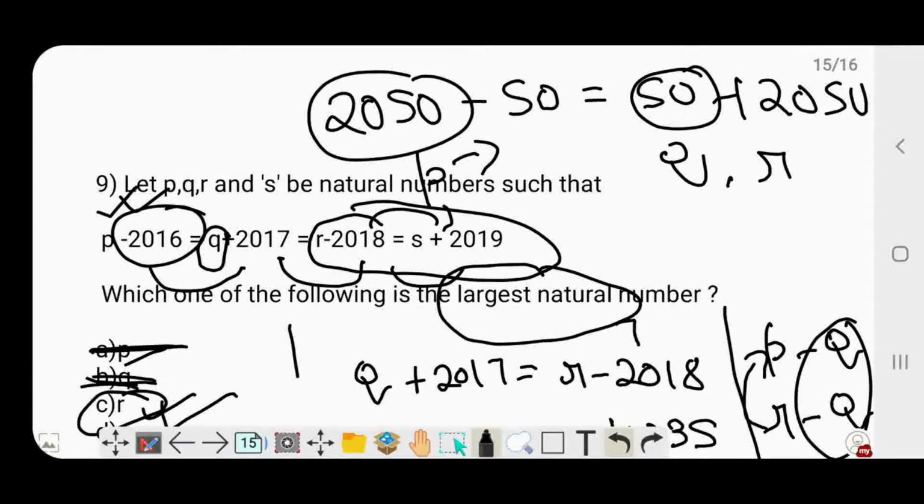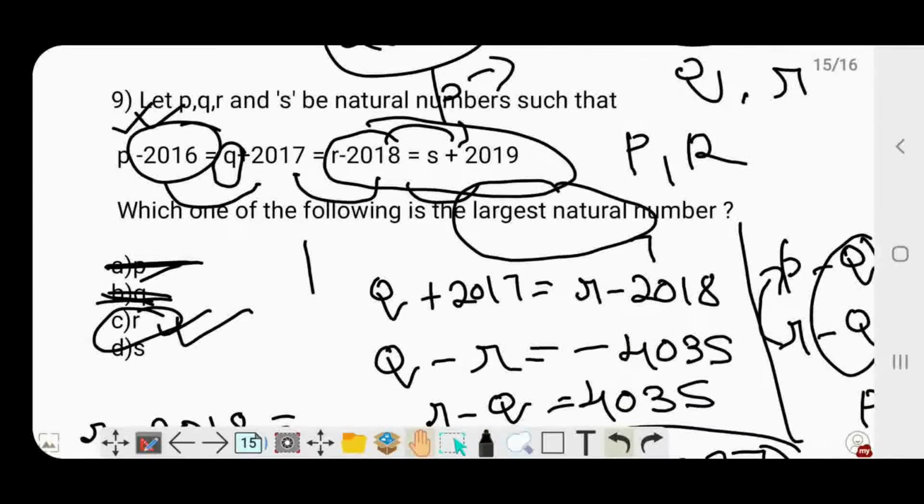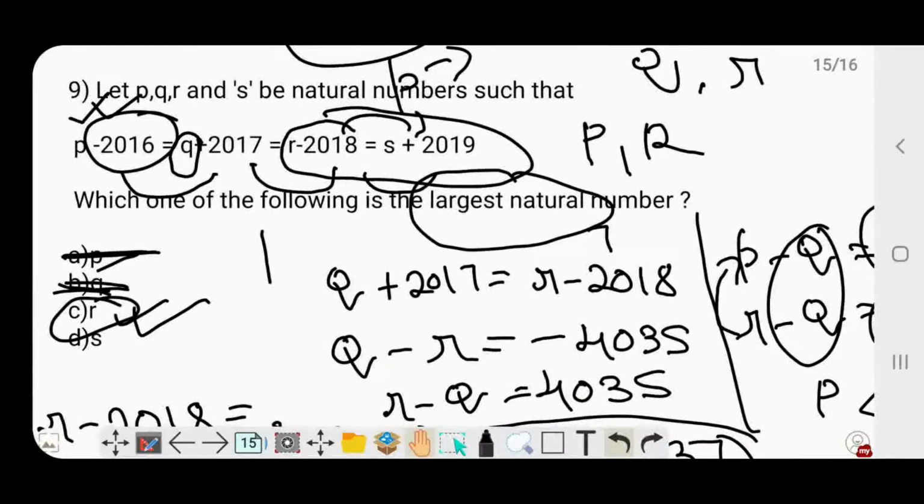Now we have to compare P and R. P minus 2016 will be equivalent to R minus 2018, and hence P minus R will be equivalent to minus 2. So R minus P will be equivalent to 2, and R is the larger number. So in a real examination hall, you should be able to work that fast. That would come by practice. Let's go to the next question.